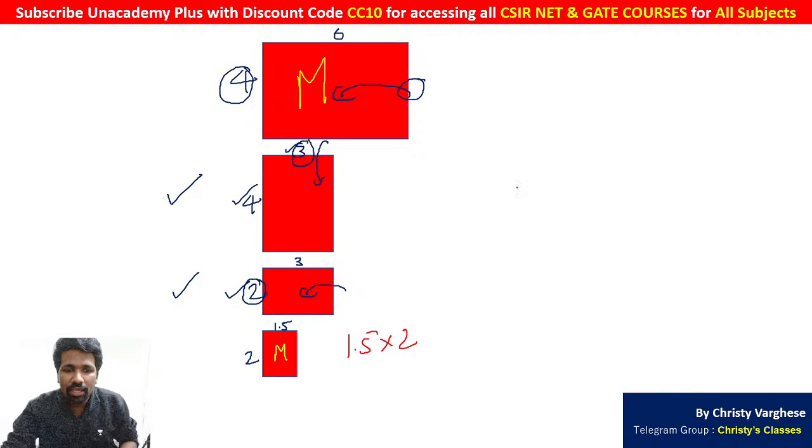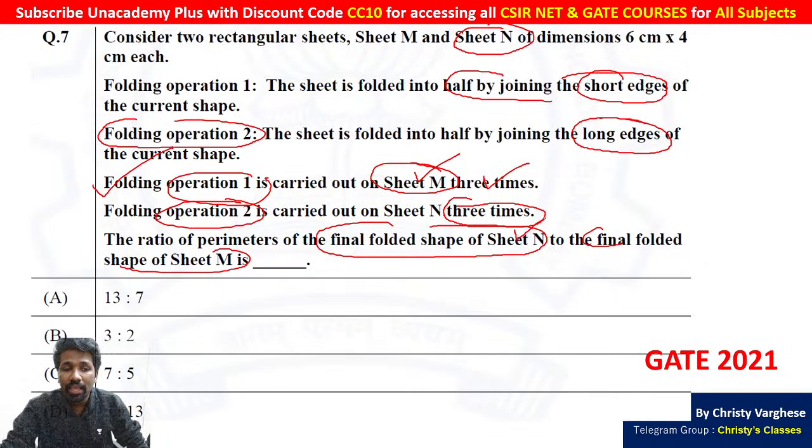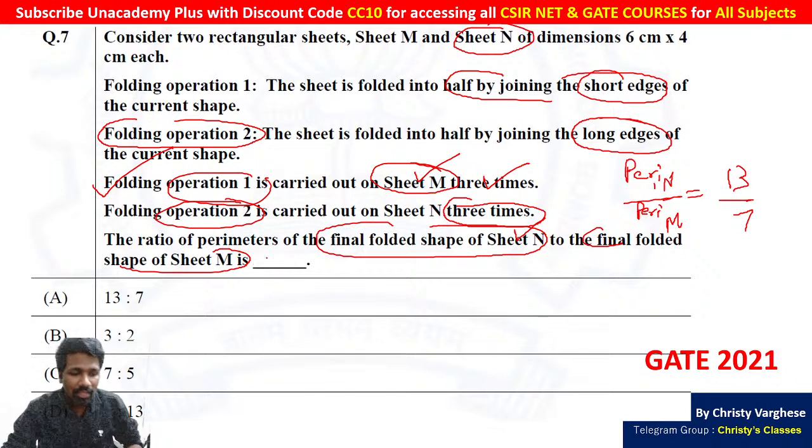And in the case of M, what will it be? 1.5, 2, 1.5, 2. So 1.5 plus 1.5 is 3, 2 plus 2 is 4, or 2 times 2 plus 1.5, both ways you can do it. So 4 plus 3, 7 will be the perimeter of M. We want M by N or N by M? You should read it carefully. N by M, perimeter of N divided by perimeter of M is what you need to find. That is 13 by 7, which means 13 is to 7. Option A is the correct answer.